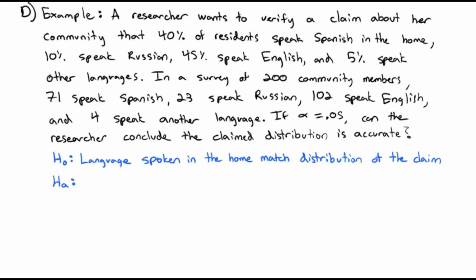The alternative hypothesis is that it does not match the claim, that the language spoken in the home does not match the claim, or the distribution of the claim. I should say distribution because that's important.